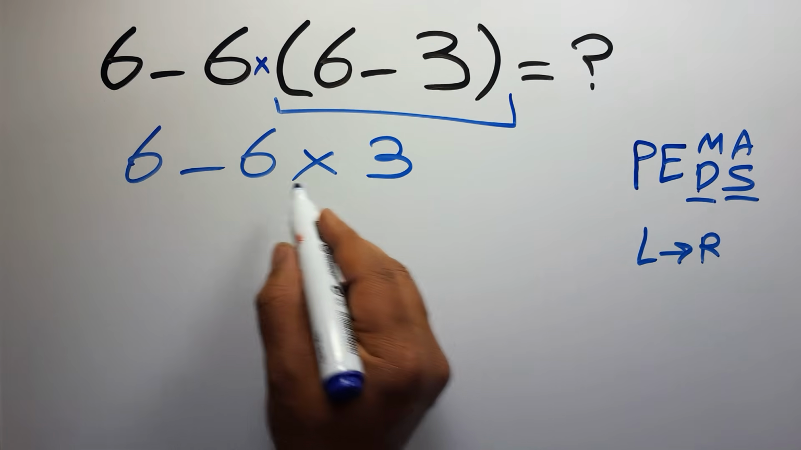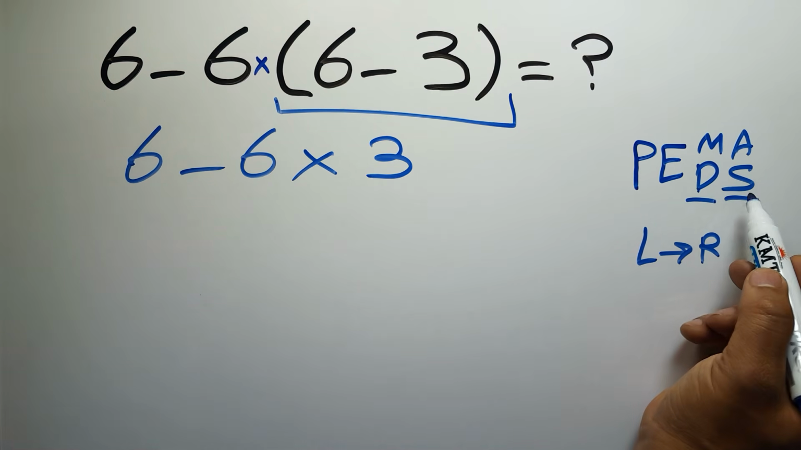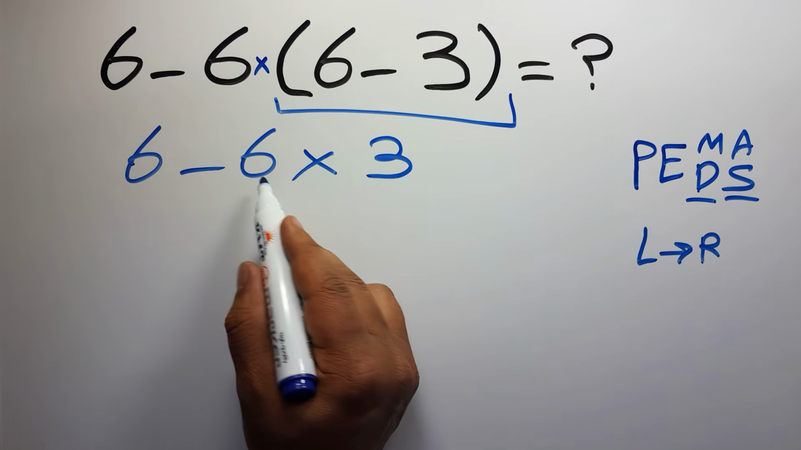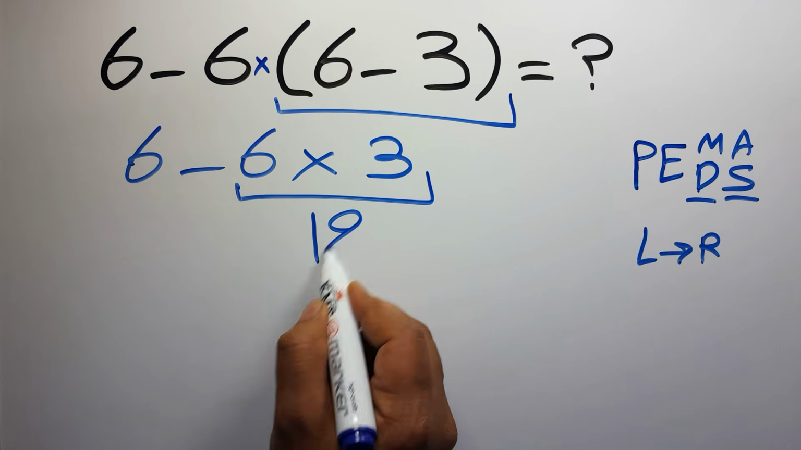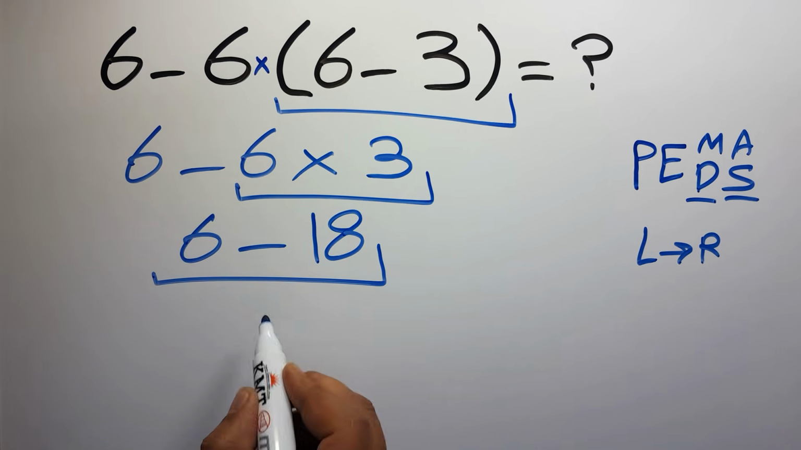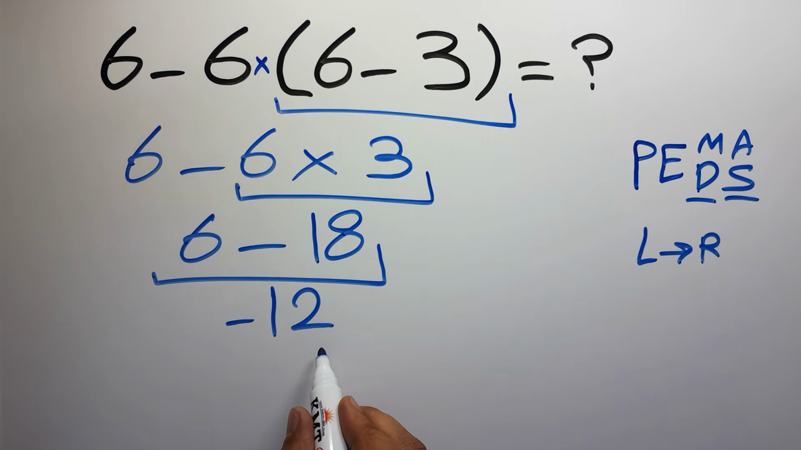According to PEMDAS, multiplication has higher priority than subtraction because multiplication comes before subtraction. So here, first we have to do this multiplication. 6 times 3 gives us 18. So 6 minus 18, which gives us negative 12. And this is our final answer to this problem.